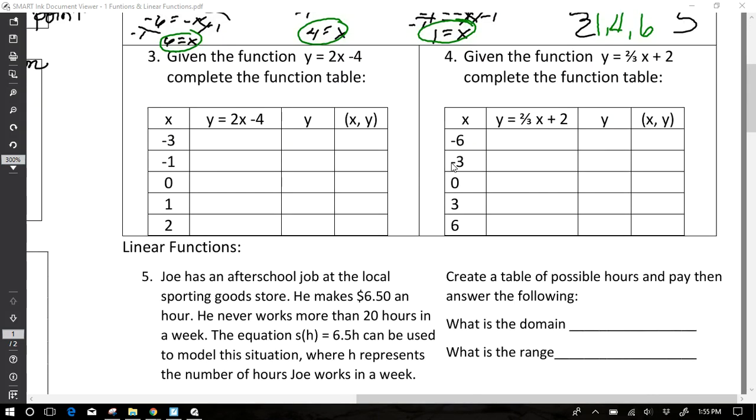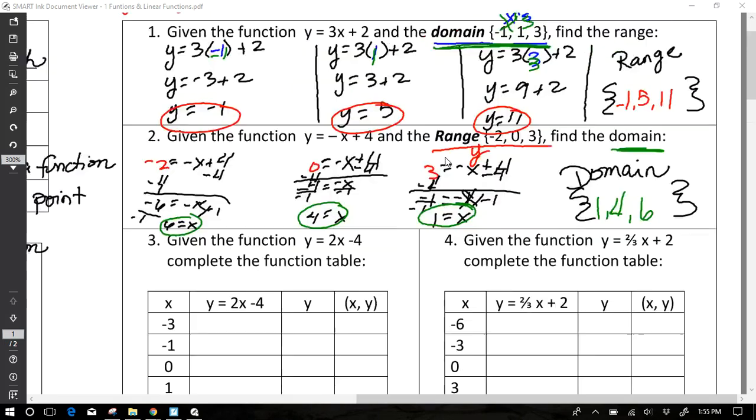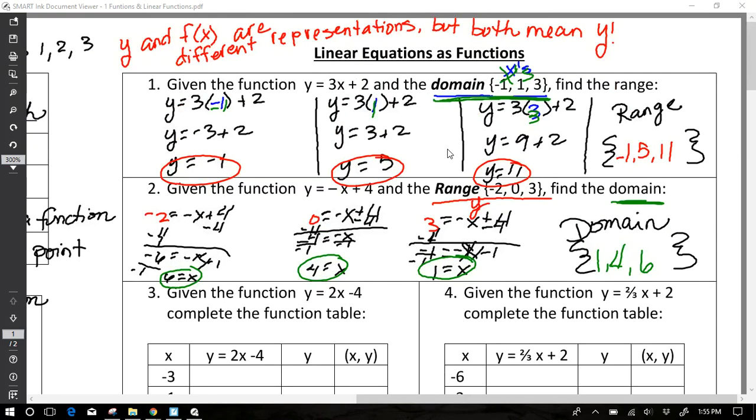So they give us a function. I told you that eventually we would see our functions written as an equation. And you did get to see that up here. The equation was y equals 3x plus 2 and y equals -x plus 4. So in this case, we got to see the equation, we got to see the range, and then we got to see the domain. We did not see the table of values, and we did not see the graph.